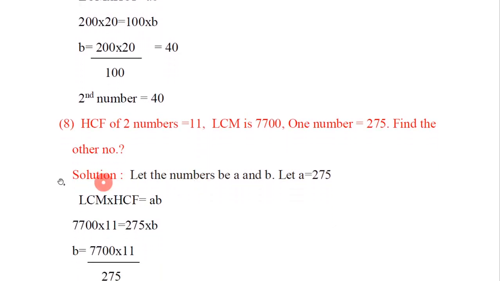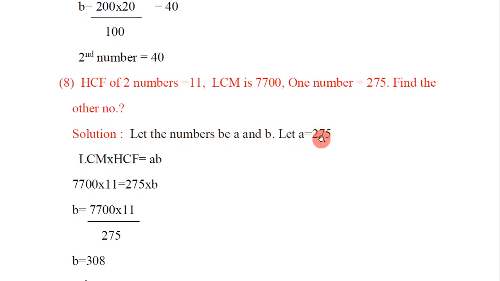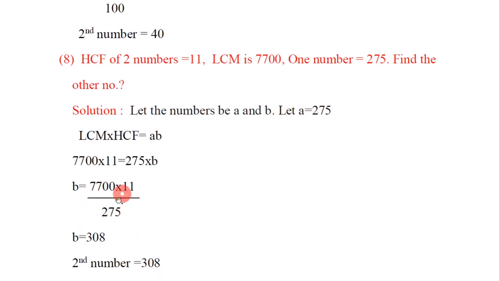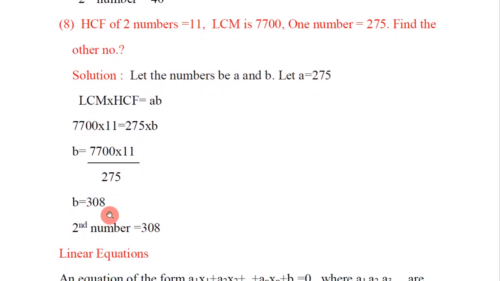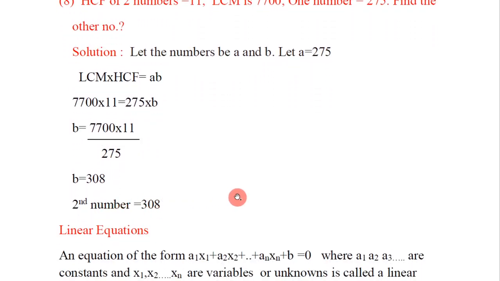Similarly, another problem: HCF of two numbers is 11, LCM is 7700, one number is 275, find the other number. Same formula. Take the given number as A, 275. Then LCM 7700 into HCF 11 equal to 275 into B. So B is 7700 into 11 divided by this number 275. You can cancel it by 25 first and then simplify. You will get B as 308, or the second number is 308.